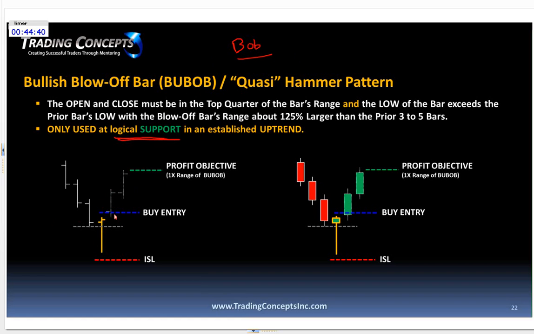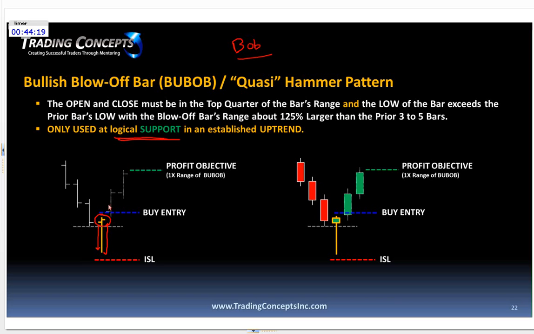You don't get an inside or an engulfing, but rather you get a bar that looks like this, right? Open and close in the top. It's got to be in the top quarter of the range, open and close. So think about it. The market opens up, sells off intraday, manages to completely reverse and close in the top quarter. That's pretty powerful.